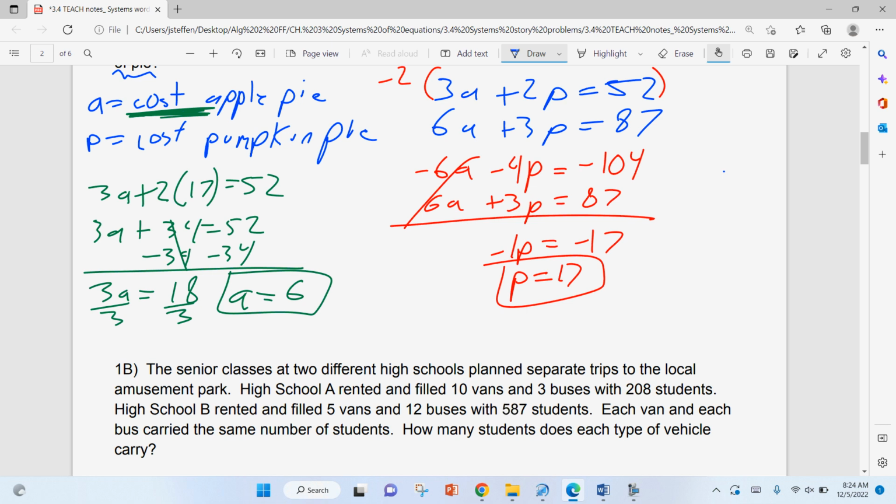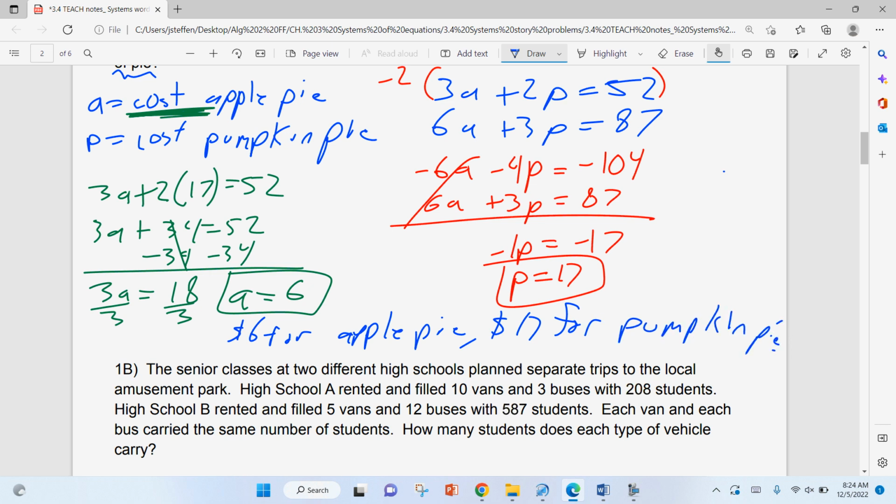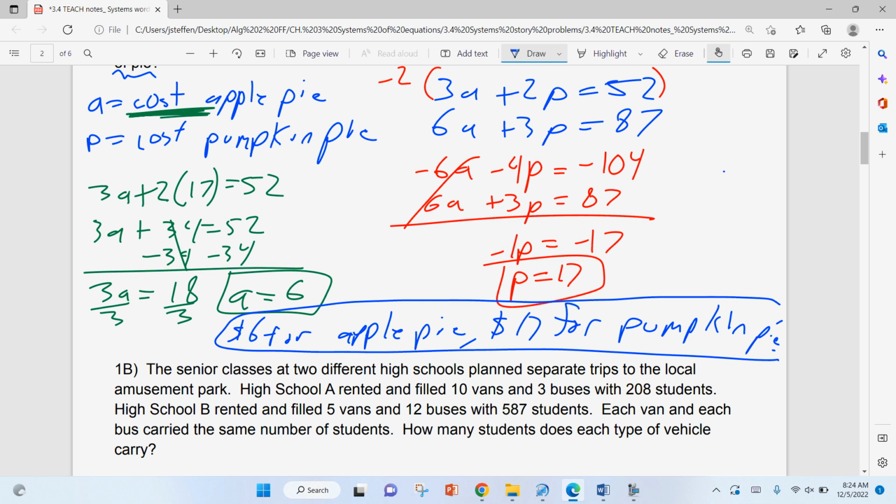Even if you did this, $6 for apple pie, $17 for pumpkin pie. Again, I know some teachers are a little bit more strict on writing a full sentence. I can maybe cross that bridge a little bit later, but for me, I just want to make sure you know what those numbers mean.